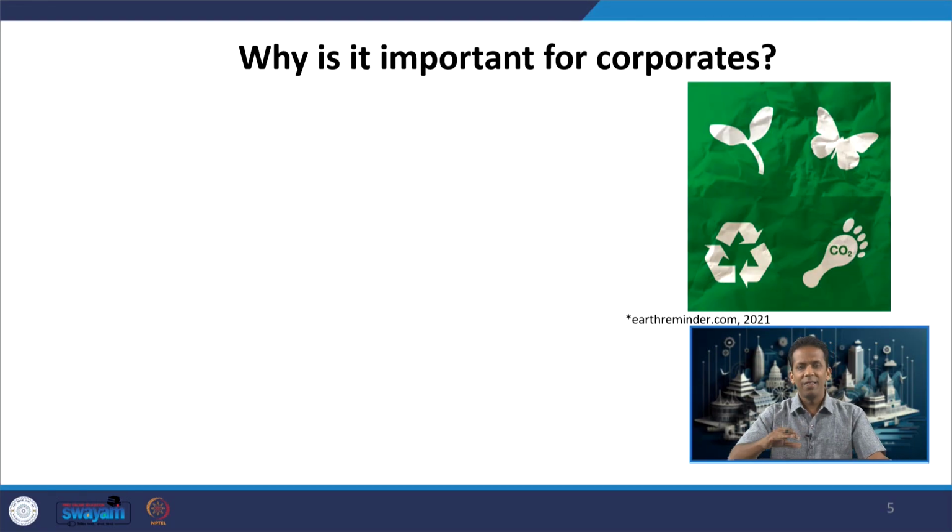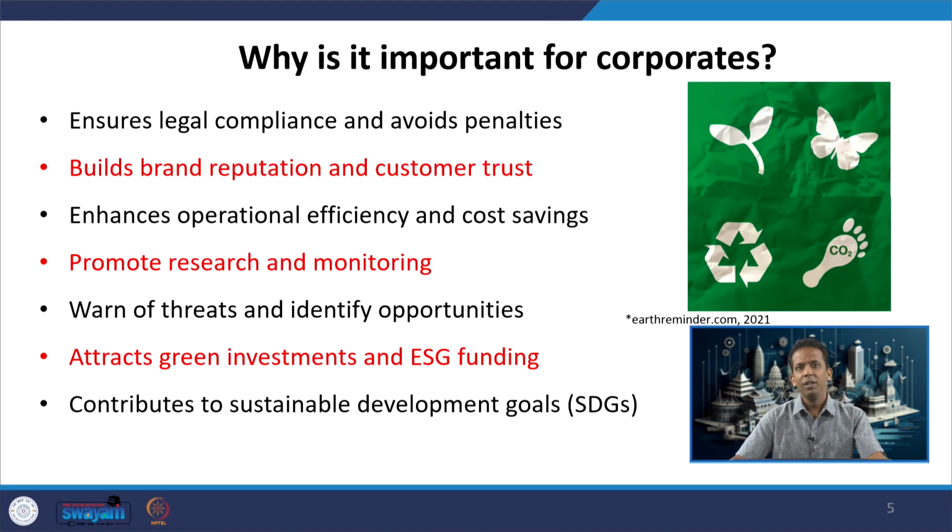So, why is this important for corporates? Why should businesses give importance to environmental management? Because nowadays we have laws and compliances for everyone, because of rapid industrialization which has happened, and mainly because of excessive use of fossil fuels and cutting down of trees and forests. There are global challenges of climate change and global warming. So, to ensure legal compliance and avoid penalties, it is important for corporates.